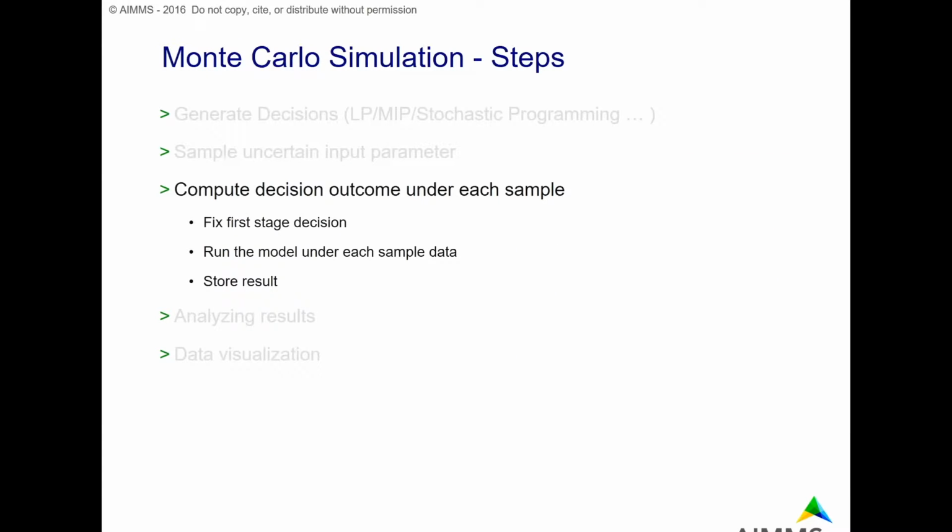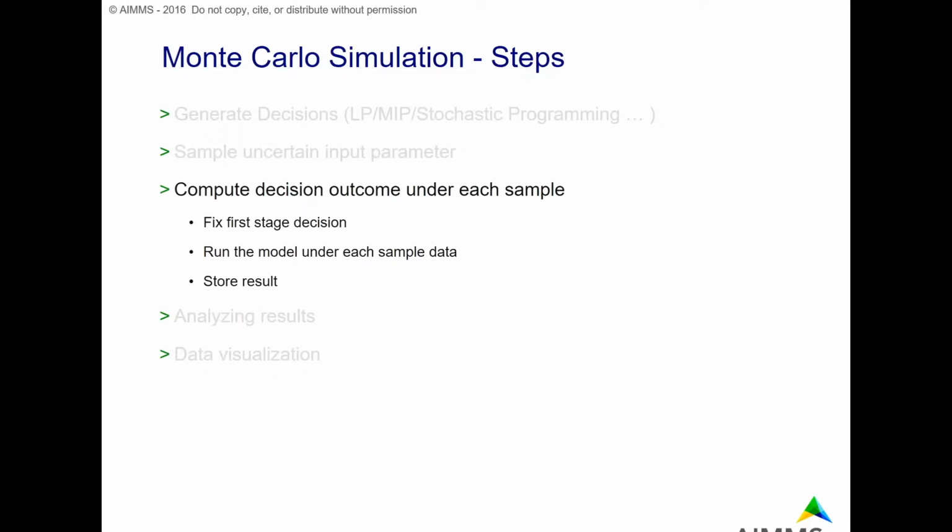And then after we have the uncertain input parameter generated, the next step is to compute the decision outcome under each sample. So the procedures I listed here. First, we want to fix the first stage decision. If some decisions cannot be changed, we fix them first, and then we run the model on the sample data, and only re-optimize those second stage decisions under the sample data. After that we will store results.